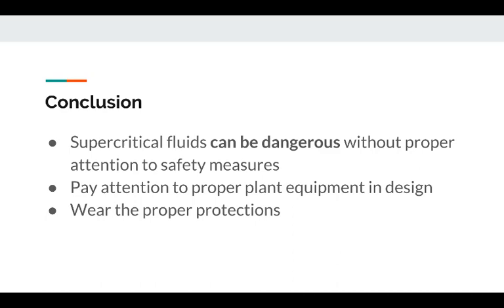They're useful but can be dangerous if proper attention isn't being paid to safety measures. When it comes to attention, just make sure to take into account the dangers of supercritical fluids in design and make sure that these design elements are incorporated in your process and that the process is indeed always under control. Finally, make sure to wear the proper protections on your body: hearing protection, coveralls, and helmets, and other equipment to make sure that if an explosion does indeed occur, you yourself are shielded and you don't come under any danger.